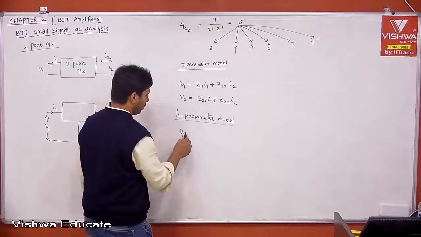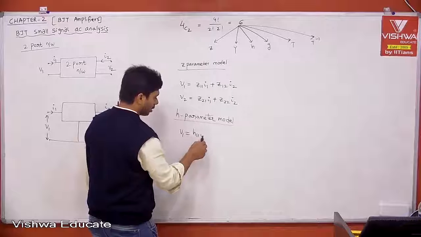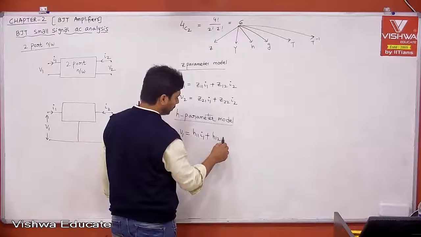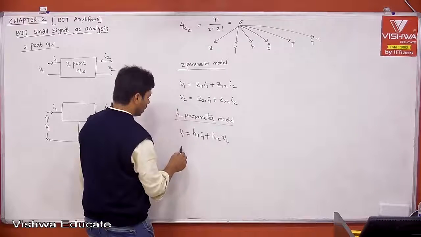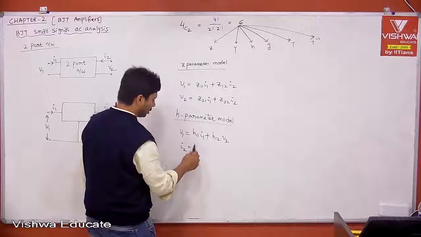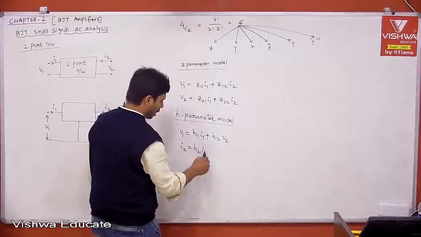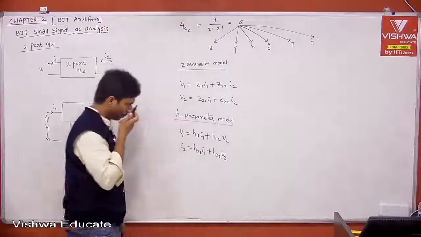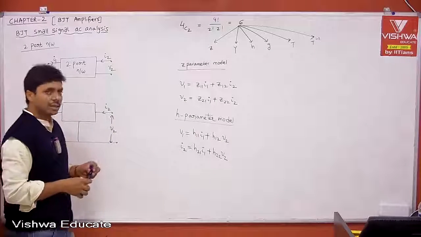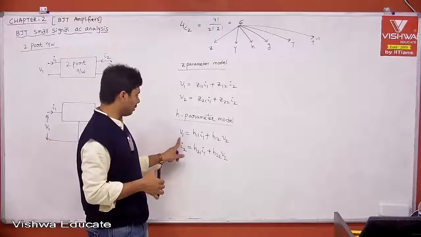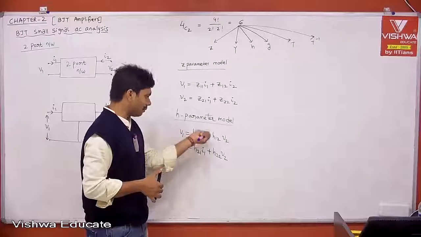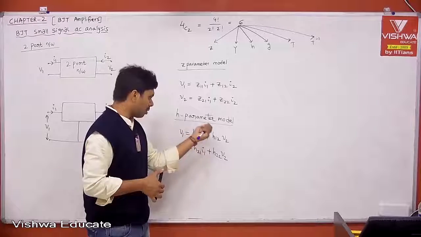Then what is our V1? V1 is equal to H11 into I1 plus H12 into V2. Then I2 is equal to H21 into I1 plus H22 into V2. Now let us see what H11 is. H11 is V1 by I1 when V2 is 0. Don't bother about that condition.